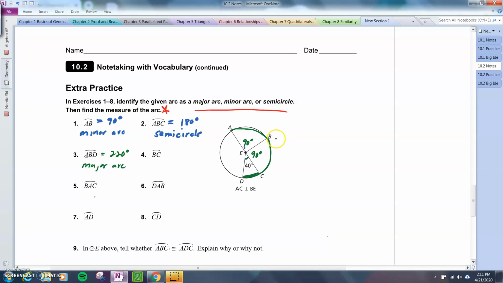Now let's check out BC. Well, BC we kind of know right away. It's already marked on our diagram. We have that at 90 degrees. That's another minor arc.